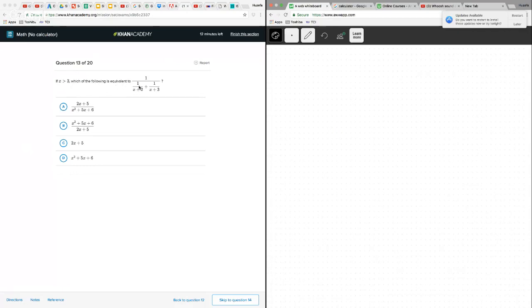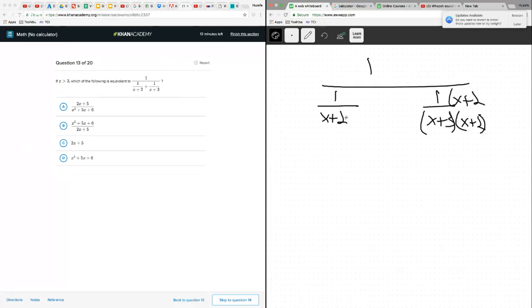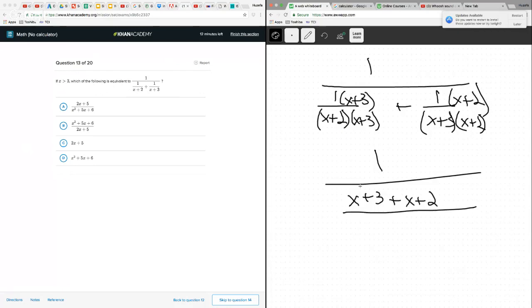If x is greater than 3, which of the following is equivalent to this? This is much trickier than it looks. First, we must combine these two guys. So I have to make them into common denominators, 1 over x plus 3. That means I have to multiply this one by x plus 2 over x plus 2, this one by x plus 3 over x plus 3. And we got to add these guys. So now we get 1 over, you have to do this before you can flip it around, x plus 3 plus x plus 2 over, and we can FOIL this.